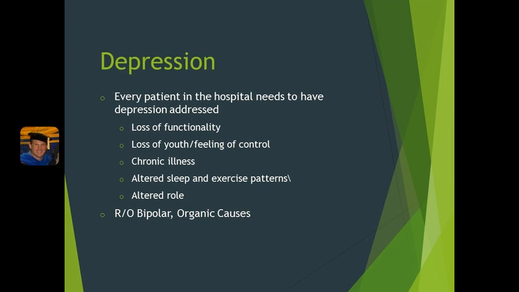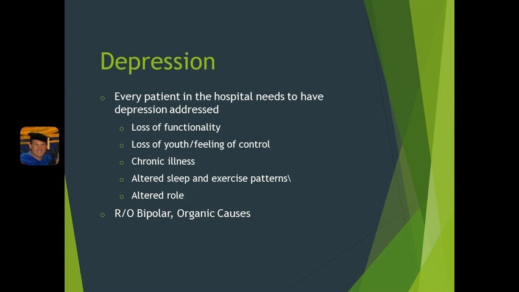They might be dealing with a chronic illness for the first time. And that can be a 14-year-old. It can be a 45-year-old. It can be a 70-year-old. Altered sleep patterns and exercise patterns are associated with depression. And then altered role. I'm the one who's used to providing for my family, and now I can't provide for my family anymore. I'm the one who's always done the dishes and done the food and done the this and done the that, and now, so all of those things can be associated with depression.